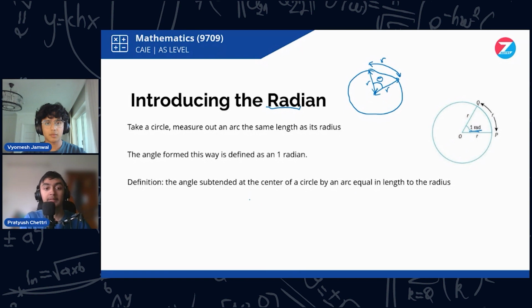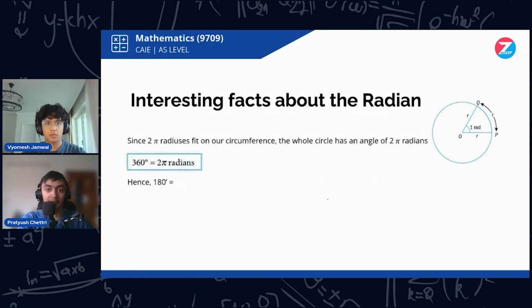This definition is quite useful, actually, and comes in other subjects as well. The radian is an interesting thing because it simplifies a lot of circular calculations. And we'll see what that means later on. But for now, here's some interesting facts.